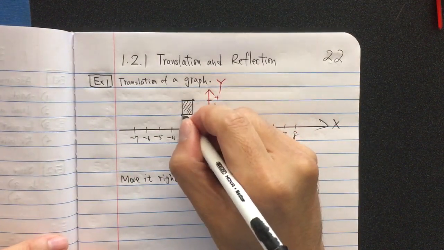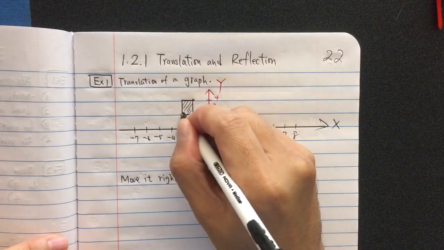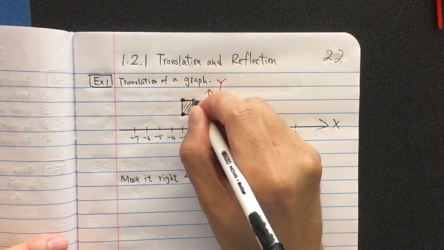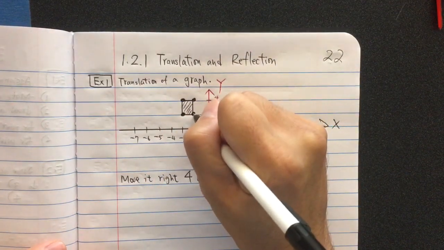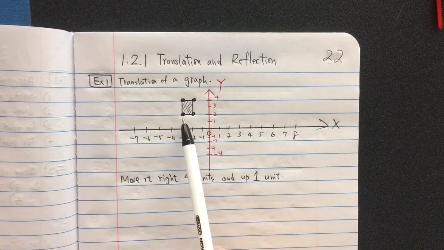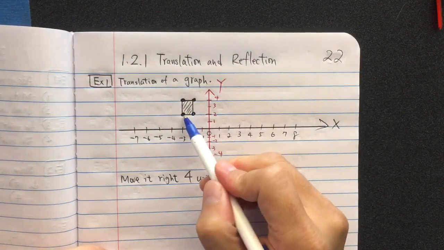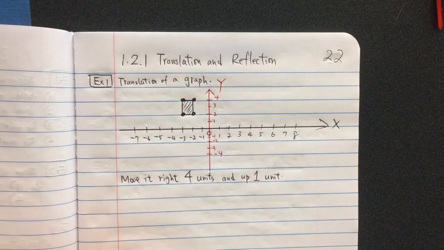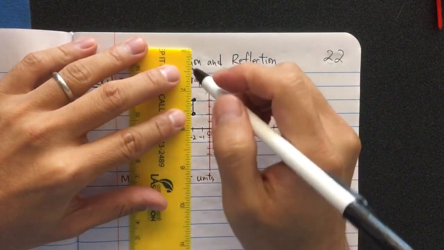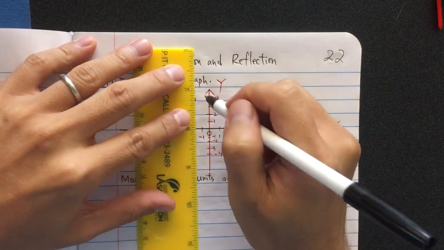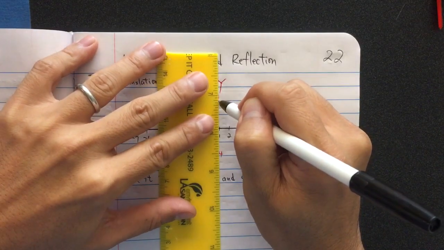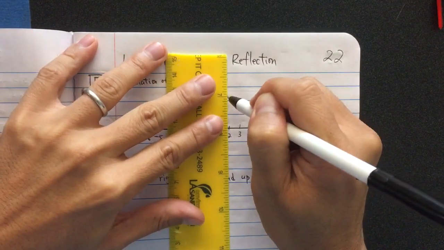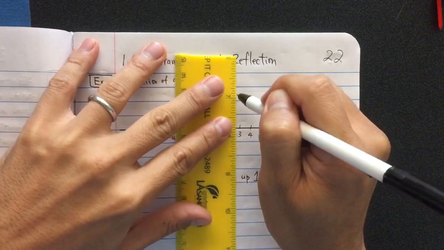Ladies and gentlemen, remember in the previous lesson we talked about moving a point, right? So now we do the same thing. We need to move all the points right 4 units. Let's move it first. By the way, please continue to make a dash line like this. That will be easy to count.